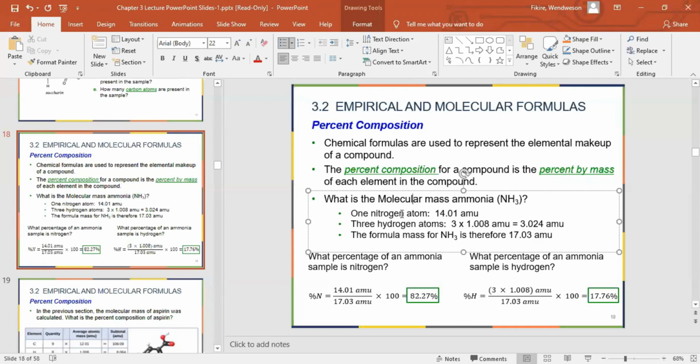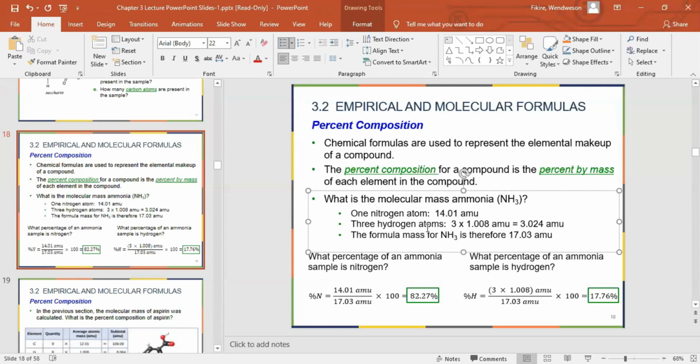So from here we can see that we have nitrogen. We have 1 atom of nitrogen, that's 14.01 AMU, whereas we have 3 hydrogen atoms, that's going to be 3 times 1.008 AMU. So altogether, the molecular mass or the molecular weight for ammonia is 17.03 AMU. Okay, so that's not a big issue here.